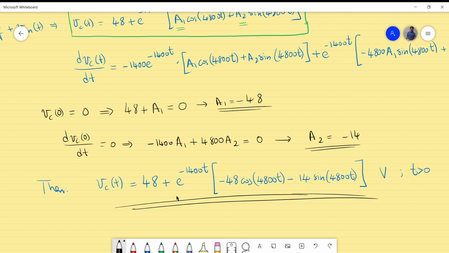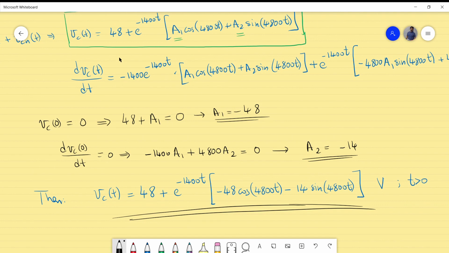Again, we did it step by step. First the initial values, then the forced response, using the final value, of course. Then the natural response by disabling the independent voltage sources, combining the forced response and the natural response to come to the total solution, which is shown here, and then using the initial values to determine the unknown constants. That's the whole procedure for second order systems.